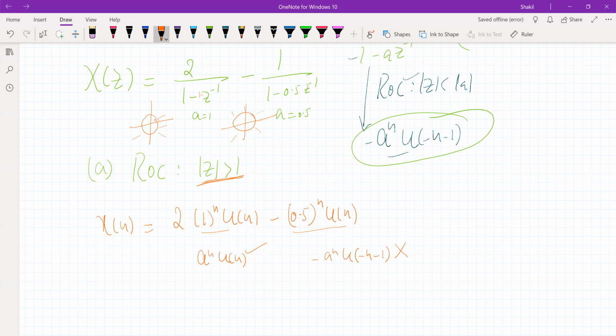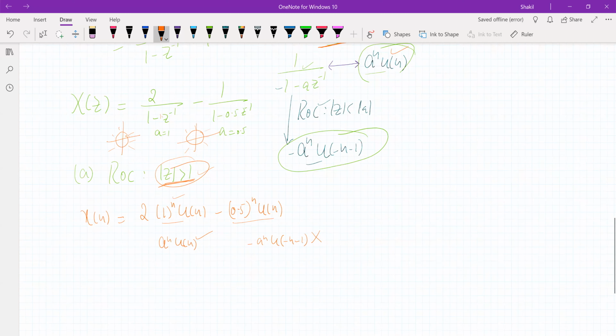And when we have a sum of two or more Z transforms, the region of convergence is the common region. And you know |z| greater than 1 satisfies that. So that's why I converted both the forms into a raised power n u of n. Practice it, you will get the idea.